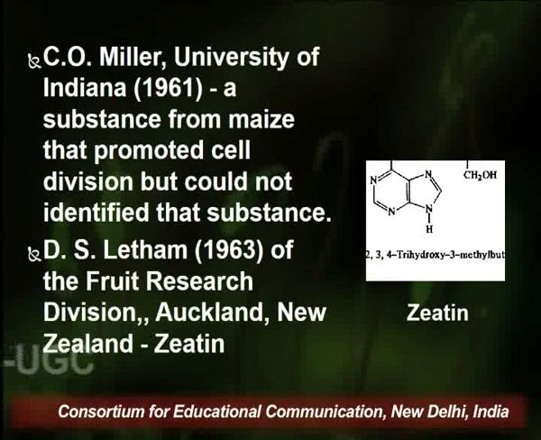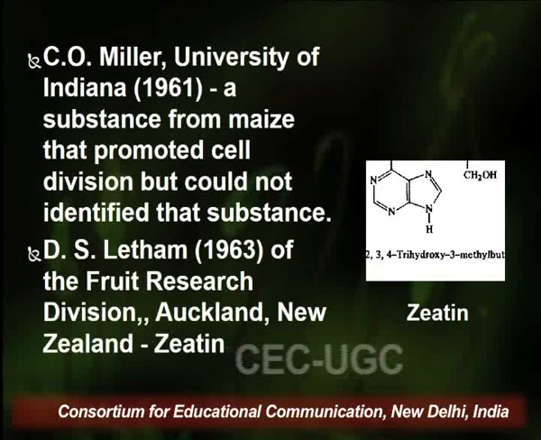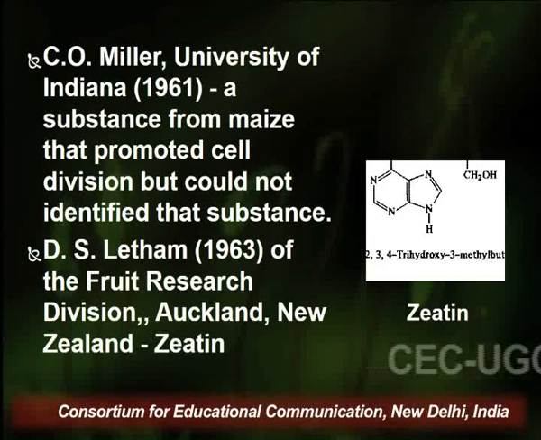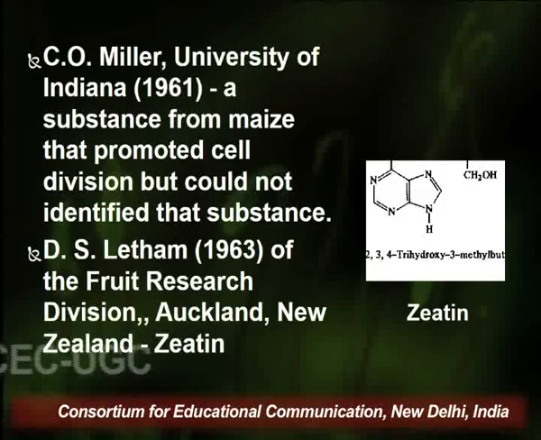So Latham was the person who first elucidated the structure of zeatin, but Miller was the person who first isolated the compound but was not able to identify it. Since both these persons made a significant contribution to the discovery of the first cytokinin from the plant, Miller and Latham are credited with the discovery of zeatin, which is the first cytokinin from plant cells.